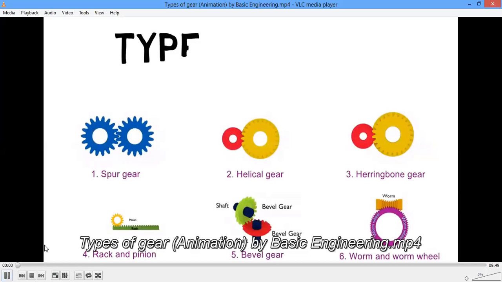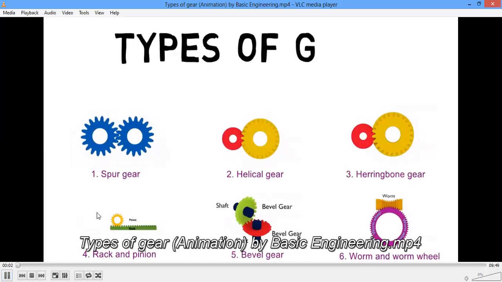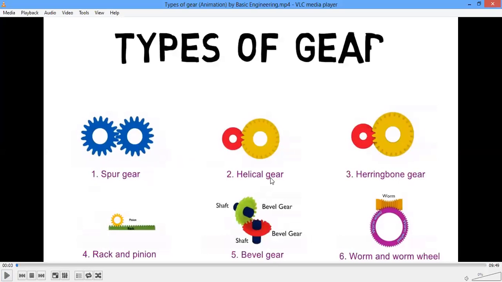Now let's see some videos on this. So here we have the different types of gear: spur gear, helical gear, rack and pinion, bevel, worm and worm gear.